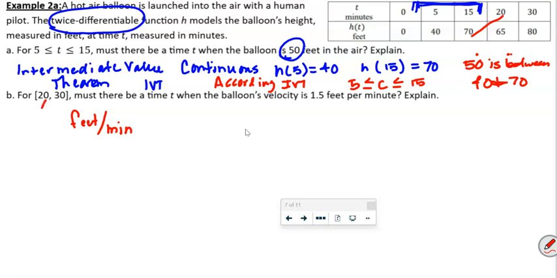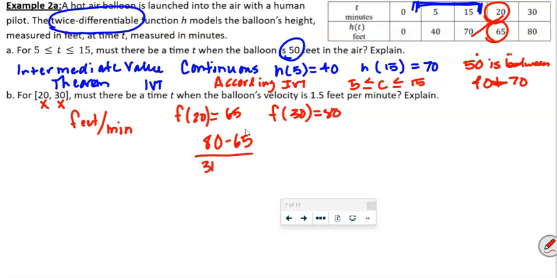So what are we going to do? We're going to put these in for our x values, and we're going to look at our y values. So f of 20 is equal to 65 over here, and f of 30 is equal to 80. So we do 80 minus 65 over 30 minus 20. Order doesn't matter here as long as you keep them straight top to bottom, okay? So that's going to be 15 over 10, which is 1.5. And guess what that velocity is? It's equal to 1.5.